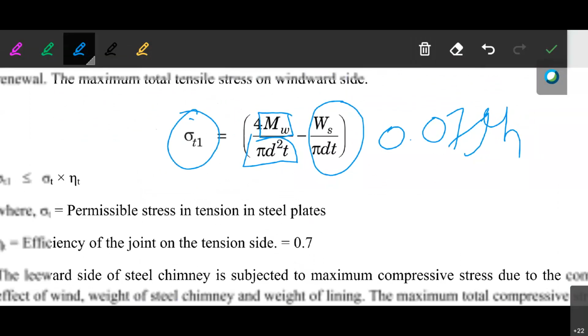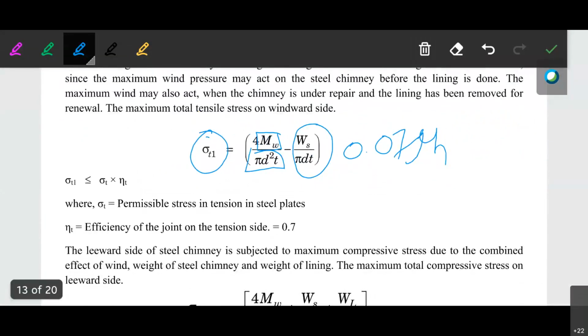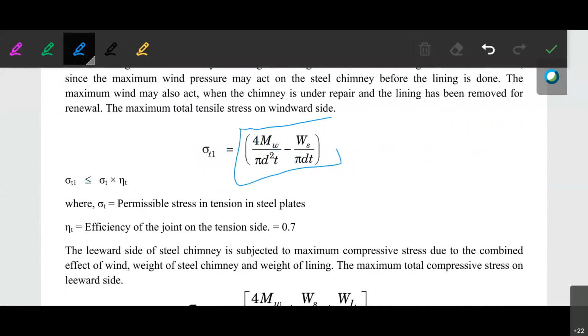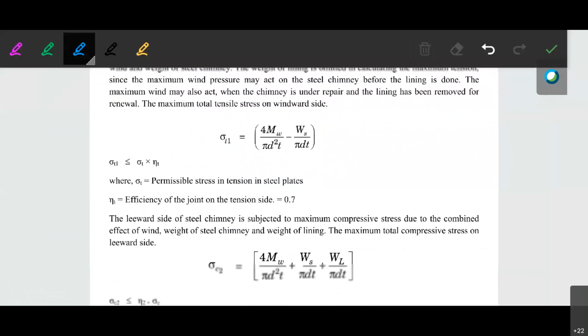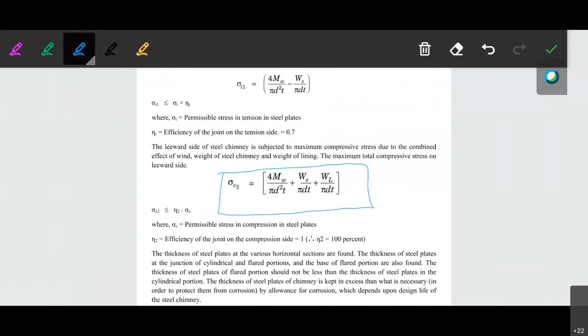Okay, so if we equate this particular equation, sigma t multiplied by the nt should be equals to 4 mw. We can easily calculate the value of the t. Now for that we should know, similarly for the compression section, we can use the same formula.